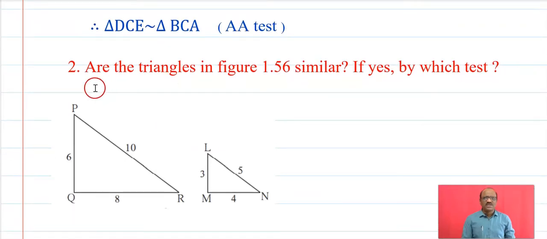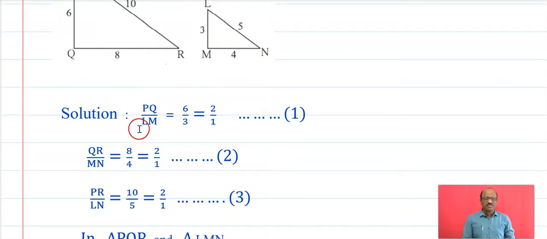Question number 2. Are the triangles in figure 1.56 similar? If yes, by which test? In triangle PQR and triangle LMN, PQ upon LM is equal to 6 upon 3, that is equal to 2 upon 1. QR upon MN is equal to 8 upon 4, that is 2 upon 1. PR upon LN is equal to 10 upon 5, that is equal to 2 upon 1.